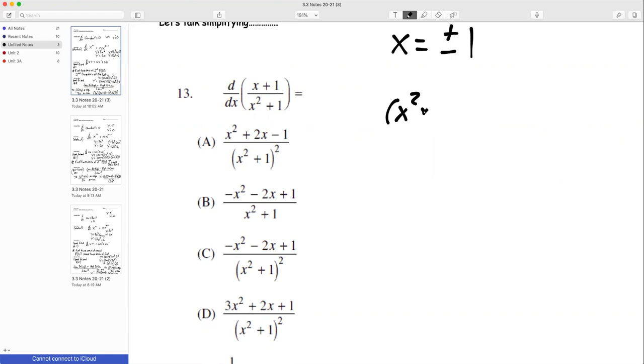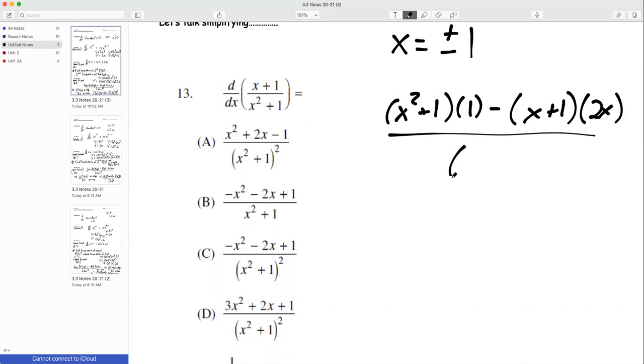So I got x squared plus 1 times the derivative of the high function, which is just 1, minus x plus 1 times the derivative of the low, which is 2x, over x squared plus 1 squared. And so then I scan the answer choices there, and I notice that none of them look like mine. So now I'm going to simplify.